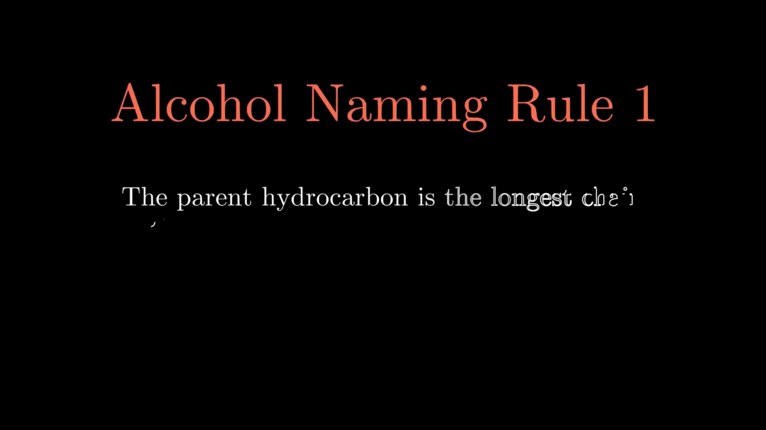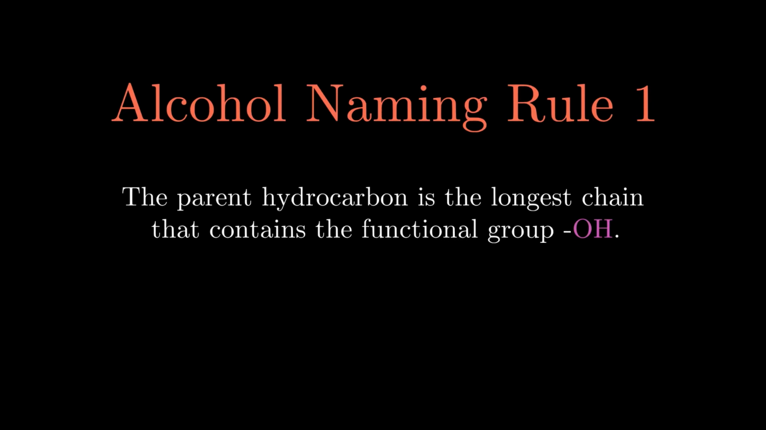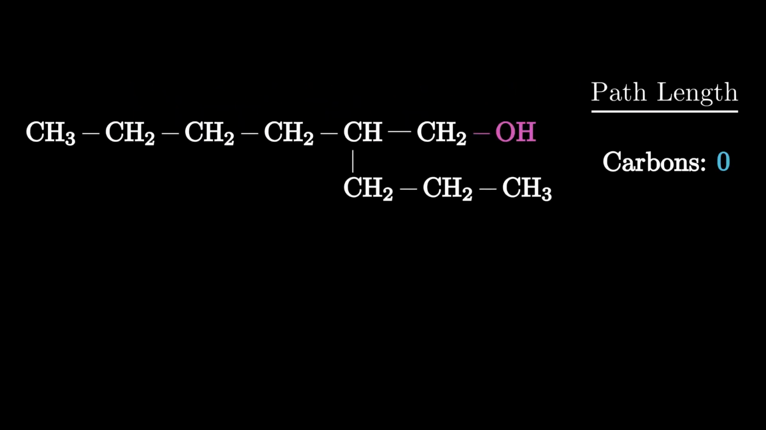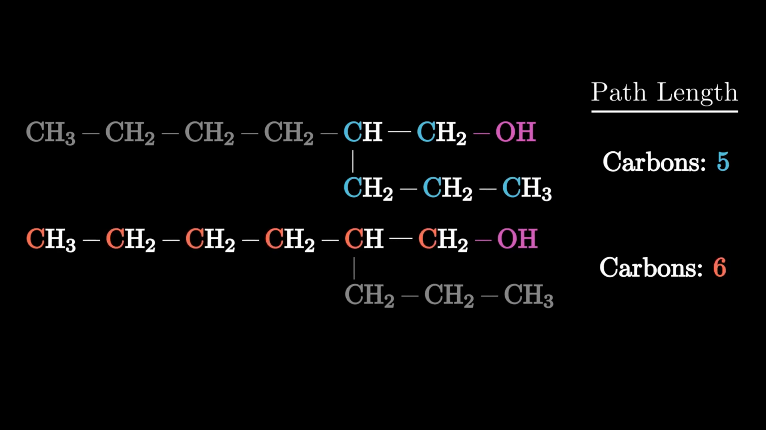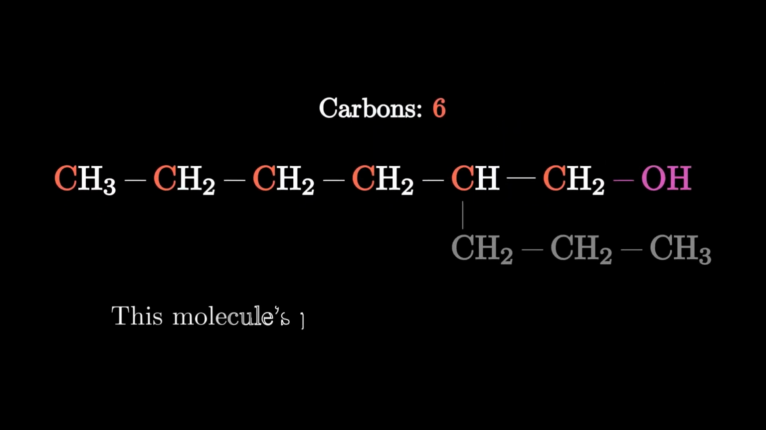When there is an alcohol group present, the parent hydrocarbon must contain the functional group, OH. So for these examples, the first option winds around to reach the functional group and is only 5 carbons long. The second path goes straight for it from the left and is 6 carbons long. So we will pick this one as the parent. This means that hexane will be part of the name for this molecule.